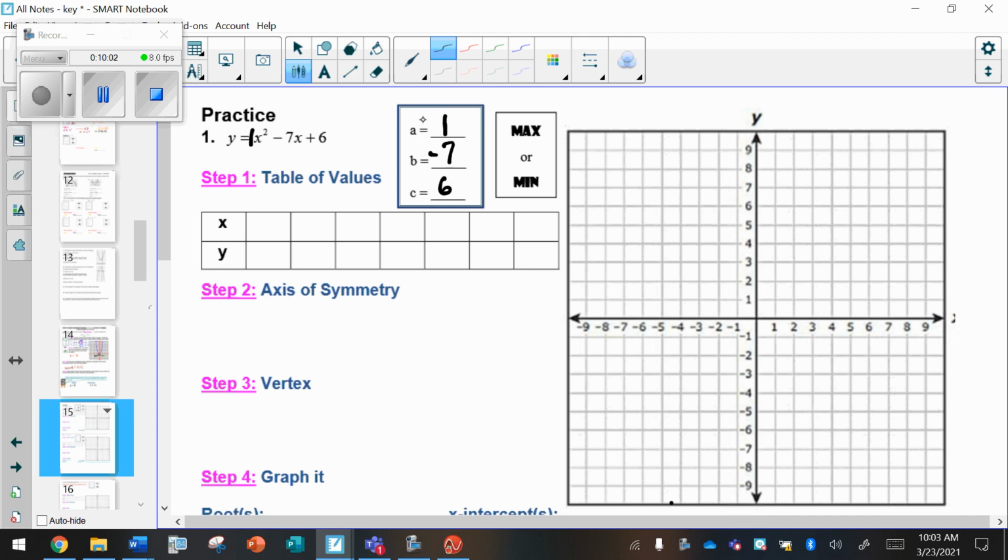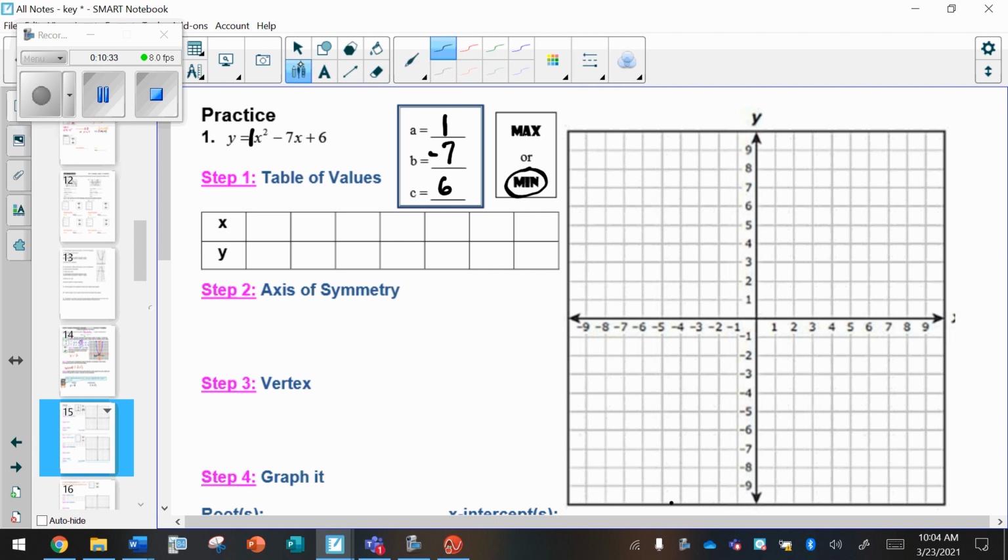Well, we look at the a value to help us decide. If a is positive, then our graph is a U shape facing up, which means the vertex is the lowest point. If a is negative, it's an n shape, in which case it would be a maximum. So a is positive. I am positive that our vertex is the lowest point on the graph.